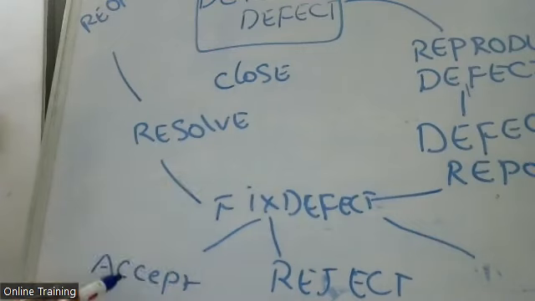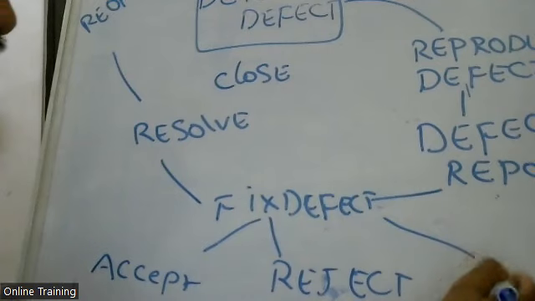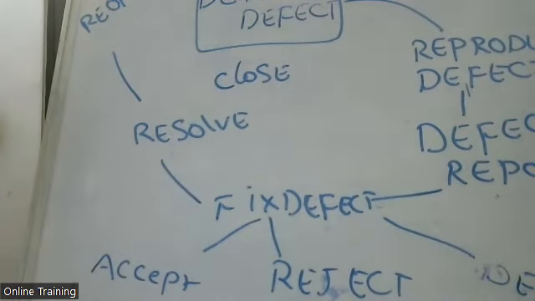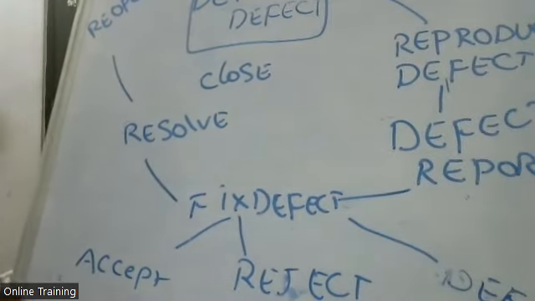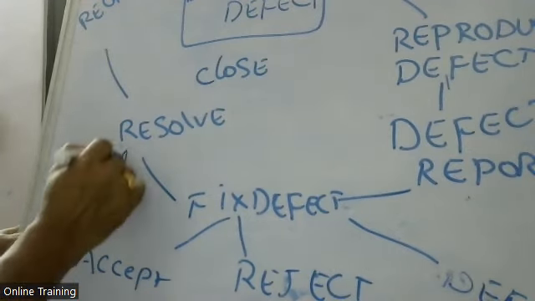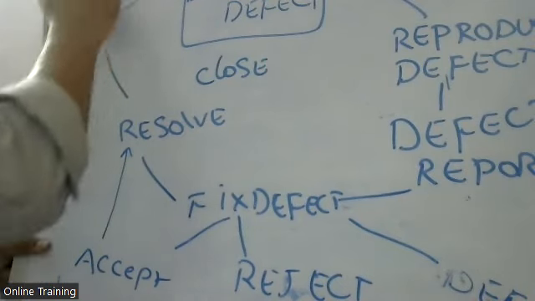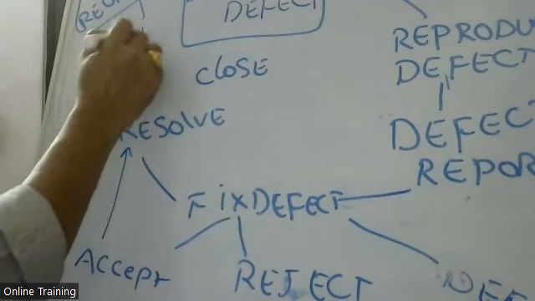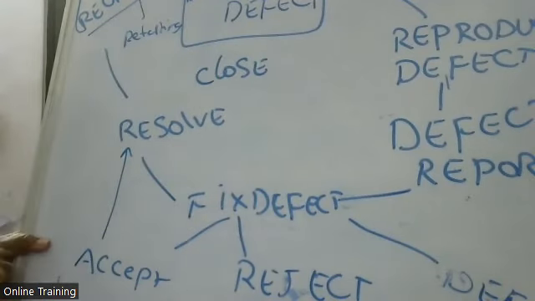Here, fix in the sense that the developer may accept it, he may reject it, or he may defer it. We'll call it deferred. Accept in the sense that the developer is going to accept and resolve it, and send it to the tester. The tester is going to reopen it, and again do the retesting.